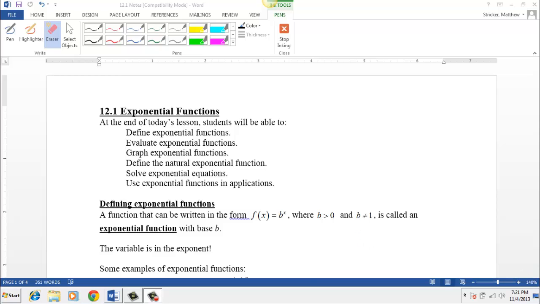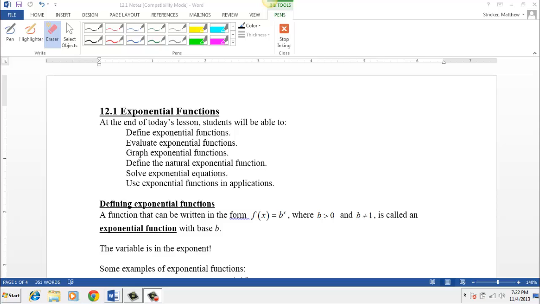Alright, so in this video we're going to start talking about chapter 12, and specifically in section 12.1 we're going to talk about exponential functions. Exponential functions are very important to mathematics because there are many real phenomena that we can see in the world around us that can be modeled with exponential functions. We have things like exponential growth and compounding interest. And so these models will become very important.